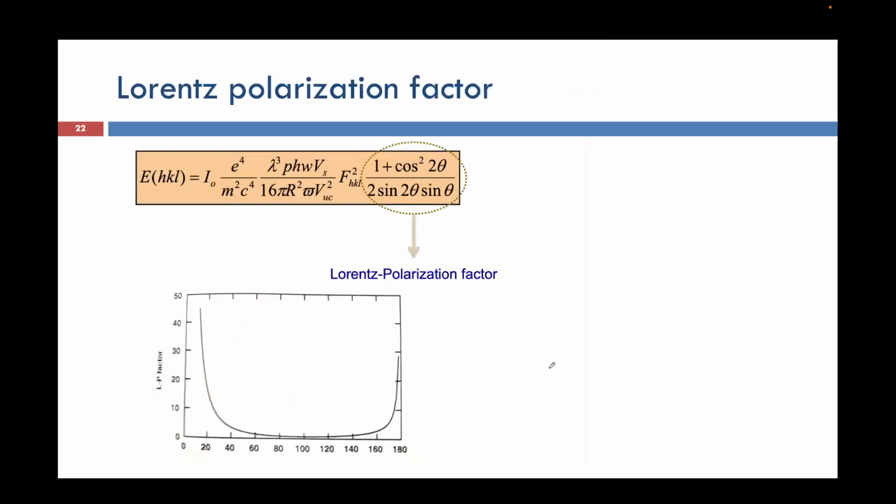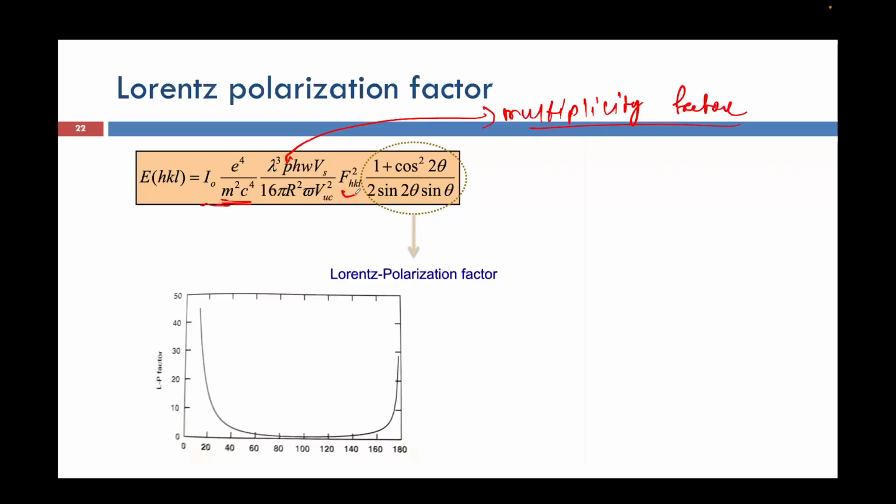Okay, incorporating all those things, here I am writing it. This is the P, the multiplicity factor. So this is the multiplicity factor, and now you can see I naught, e to the power 4, m squared, c to the power 4. These are the expression and this f squared.